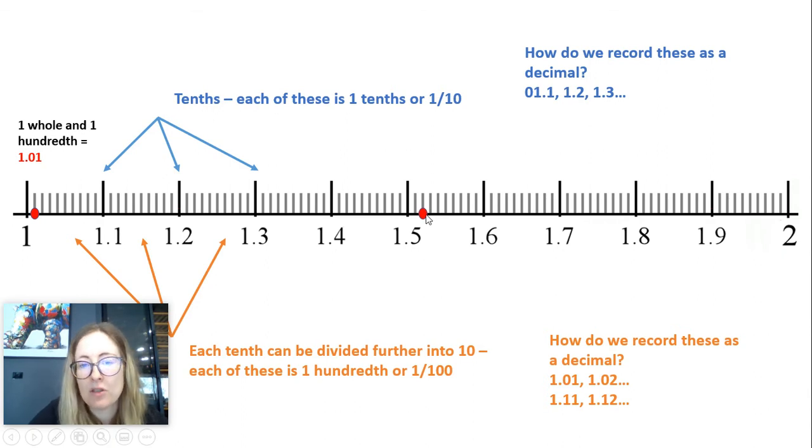What about this red dot? What decimal number does it represent? Have a think. Okay, so for this decimal number, we still have one whole, of course, but this time we have 5/10. You can see them. We have 5/10, and then we have 2 of the hundredths. So how do we represent a decimal number that has one whole, 5/10, and 2 hundredths?